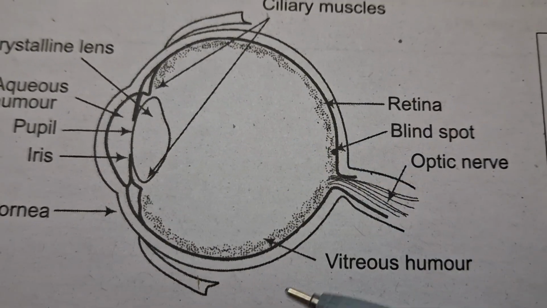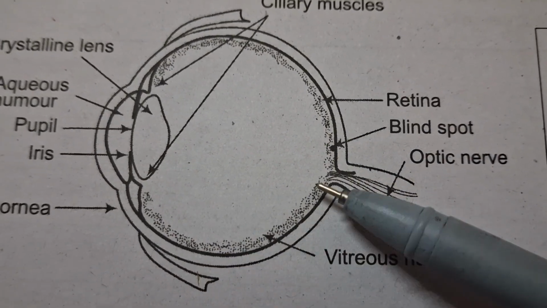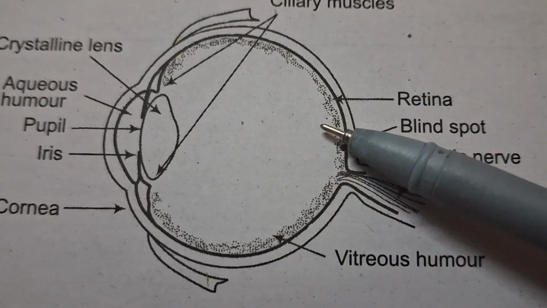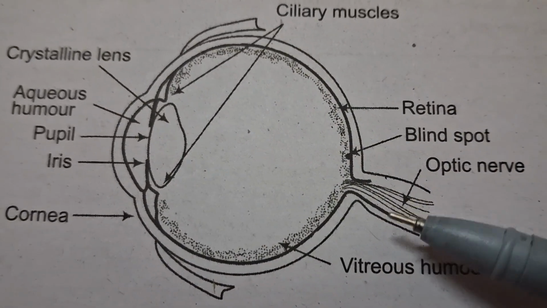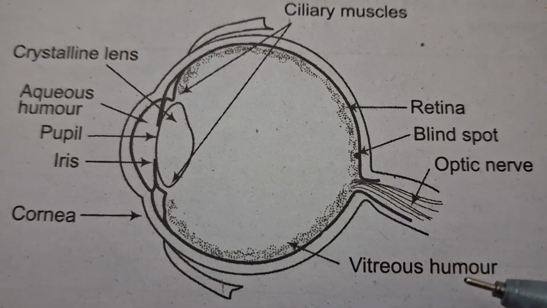You find the retina all over the side, full. This region totally you find the retina. Here also full retina. This is the optic nerve. It sends an impulse from the eye to the brain.